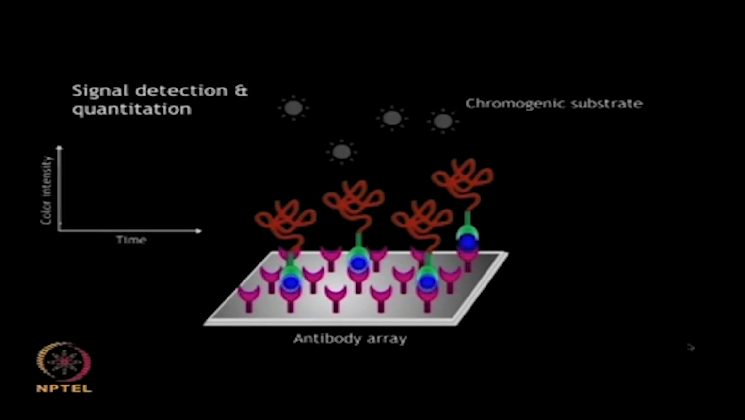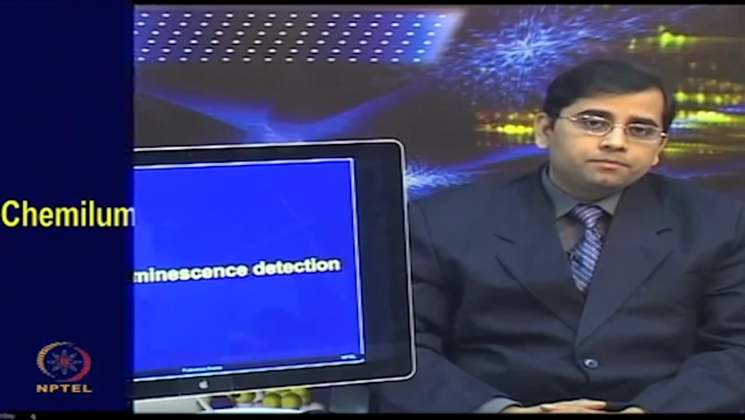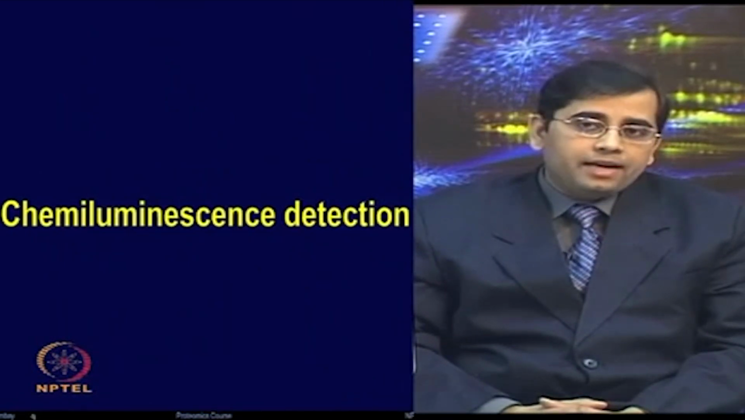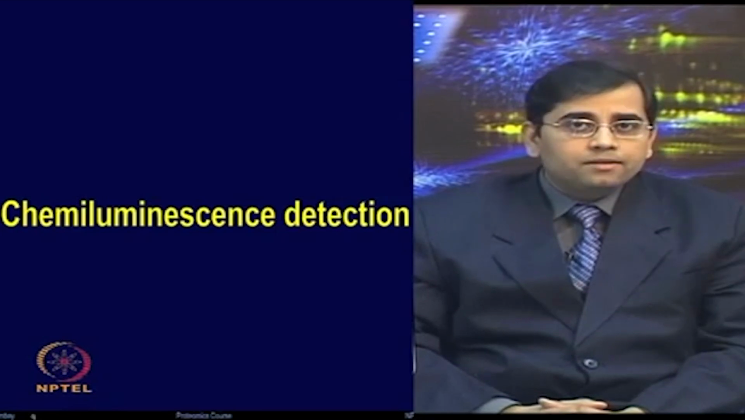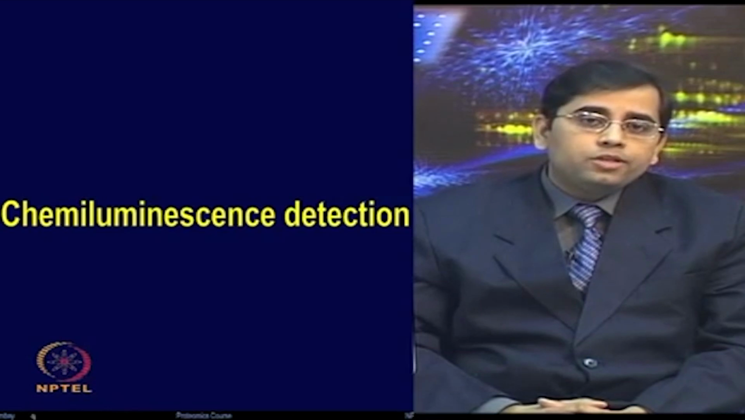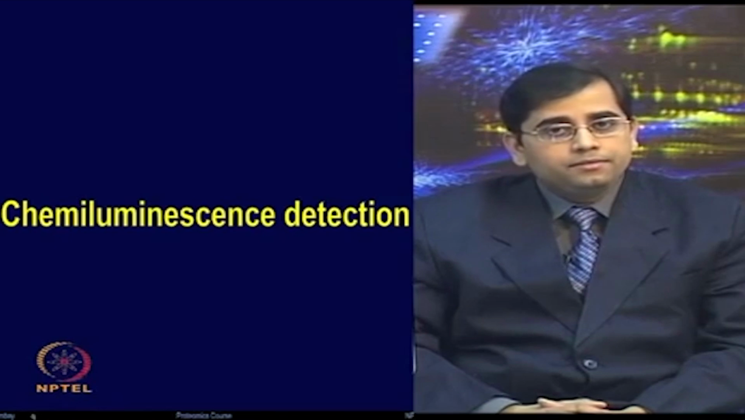Binding of the substrate molecule results in the colored product being formed, which is easily detected and quantified by means of a microarray scanner. Let us now move on to chemiluminescence based detection system. The emission of light as a result of a chemical reaction is referred to as chemiluminescence, and this phenomenon can be used very effectively to detect the molecules of interest.